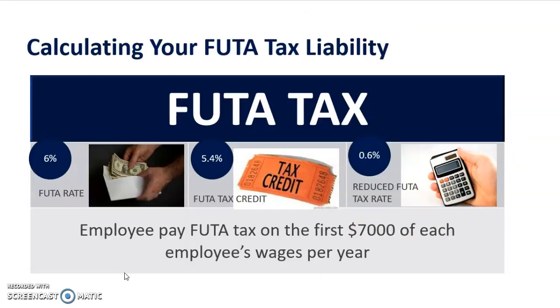Calculating your FUTA tax liability. You must pay federal unemployment tax based on employee wages or salaries. The FUTA tax is 6% on the first $7,000 of income for each employee. Most employers receive a maximum credit of up to 5.4%. Consequently, the effective rate works out to 0.6%.